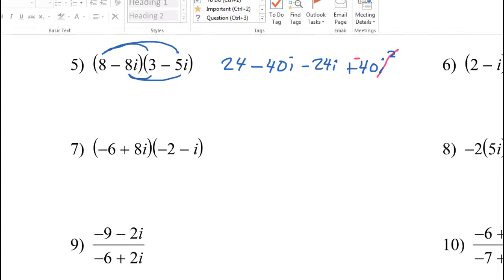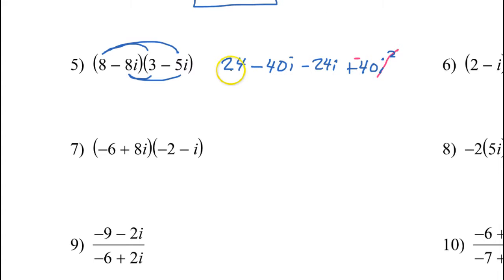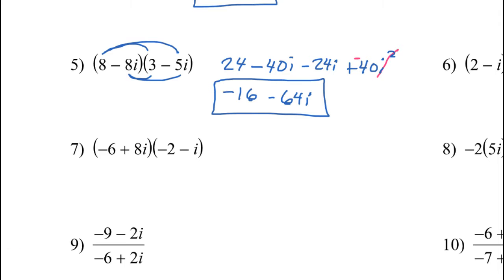So now I can go ahead and combine my like terms. So I have 24 minus 40. So that's going to be -16. And then -40i and -24i make -64i. So that's going to be the answer to number 5.